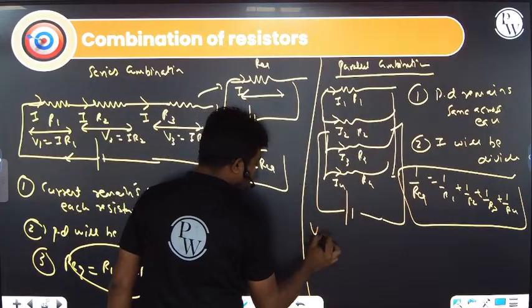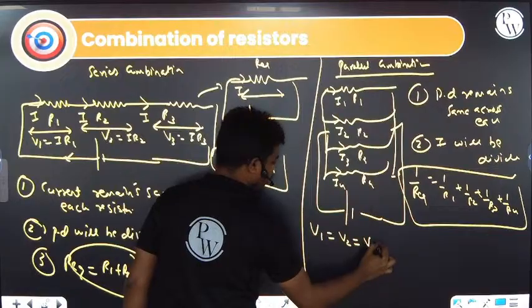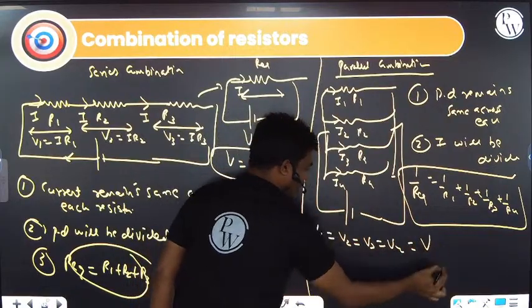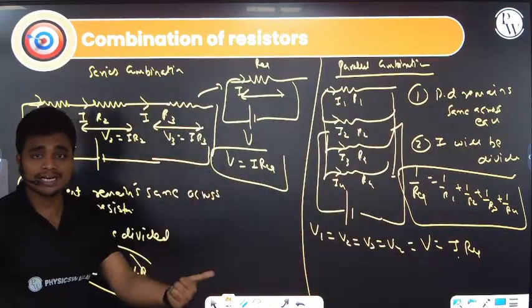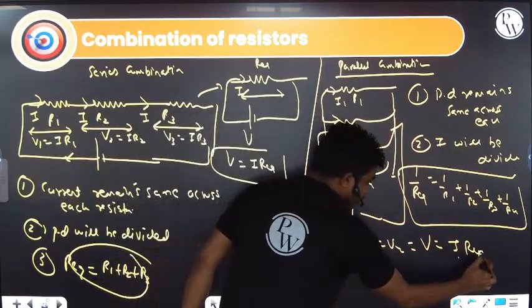And what is the potential difference? V1 is equal to V2 is equal to V3 is equal to V4 is equal to V. And what is V? I into R equivalent. What is I? Total current. And what is R equivalent? Total resistance.